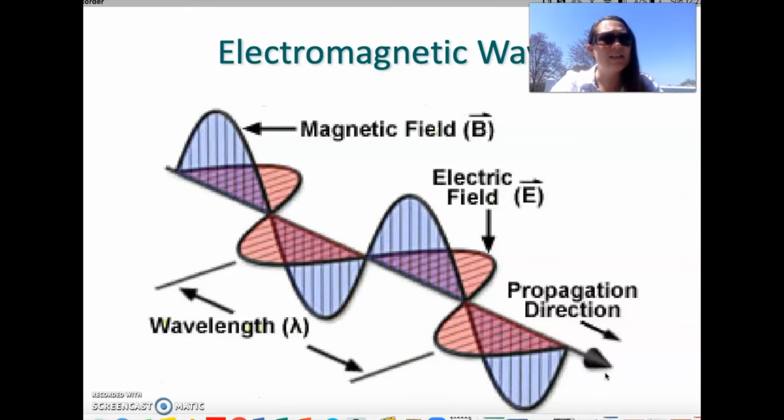Now, the reason that this is important is because this is a doubly transverse wave. It's transverse in both the x direction, left and right, like the pink, and the y direction, up and down, like the blue. Because it's transverse, it can be polarized. Sound, however, cannot be polarized because it's a longitudinal wave.